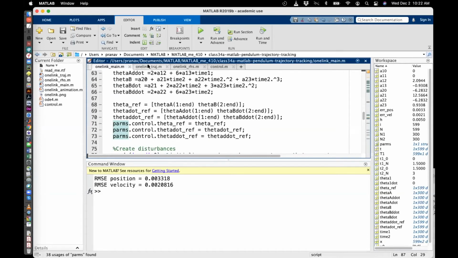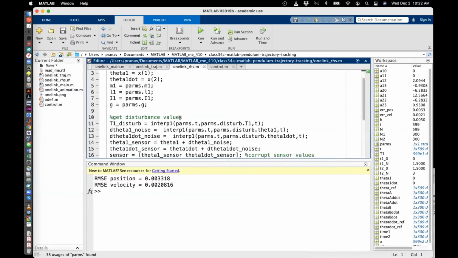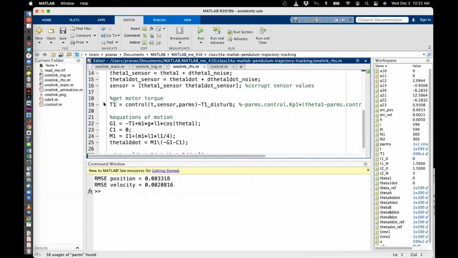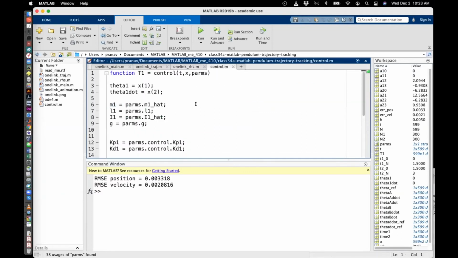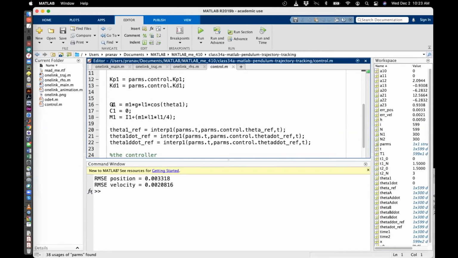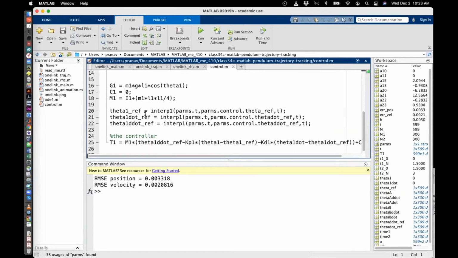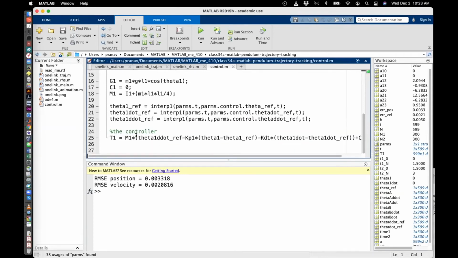So that goes in one link RHS. Okay, and then you can see that there is a command call to control, and this control basically does the control partitioning. So there we have the MCG and then the reference motion. And then this is the controller, which is based on control partitioning.